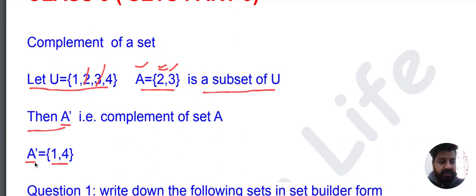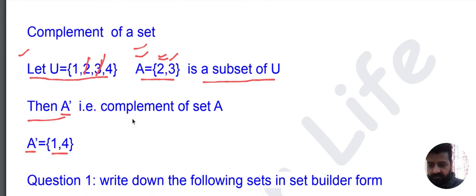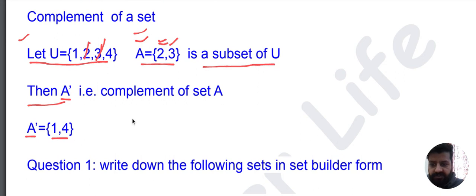So my dear, you need not worry about this. This is a very simple concept. He will give you two things, one universal set and second a subset. So you just have to see what are the elements of the set of which you have to find the complement. Just simply cut out those elements from the universal set and the remaining elements will be the elements of the complement of the set.